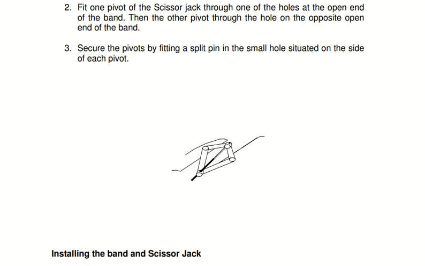After installing the band and scissor jack, rotate the scissor jack securing nut anti-clockwise to close, and hence reduce the diameter of the band. Then slide the band into the pipe, and rotate the scissor jack securing nut clockwise. This will begin to open the band, increasing its diameter, and will eventually securely clamp the band to the pipeline wall.